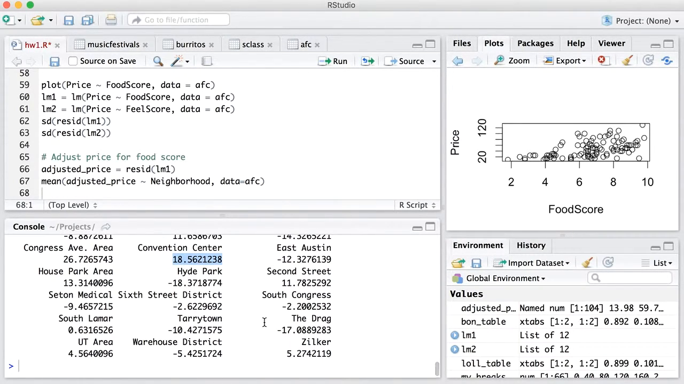In terms of best value, well, the drag shines, right? Decent meal at a decent price. Hyde Park also shines. Those look to be the two neighborhoods that have the largest negative residuals, which suggests that you pay a lot less than you would expect to systematically in those two neighborhoods than you would expect to pay on the basis of the food quality you're getting there.